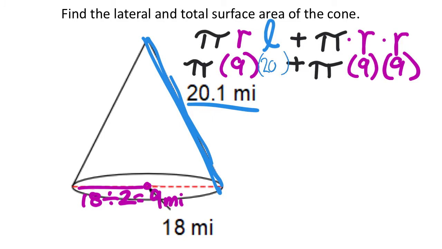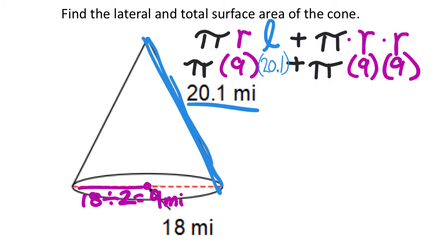Okay, 20.1. Now you can do this part by part in the calculator, but I'm not going to. I'm just going to type it completely into my calculator. Pi, and I am using the pi button. Remember, that's the fourth button down from the top left, times 9 times 20.1 plus pi times 9 times 9.